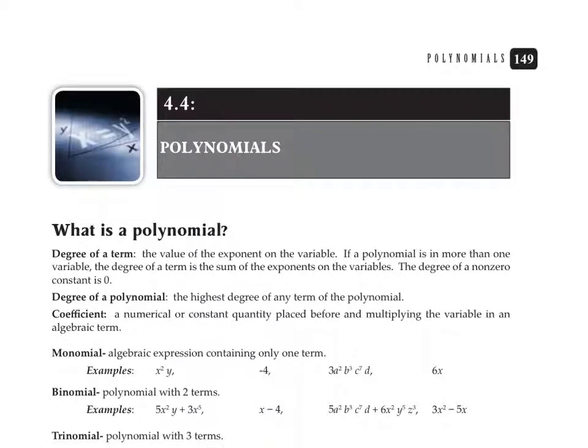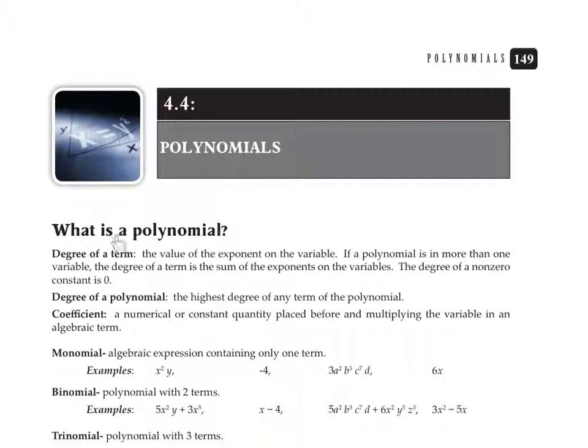All right, we're in section 4.4 of Al Grosch's book, Developmental Math 2, and this is going to be an introduction to polynomials. First off is the question, what is a polynomial? A polynomial is defined, and it's really kind of interesting because the definition is not even here. A polynomial is defined as the sum of terms.